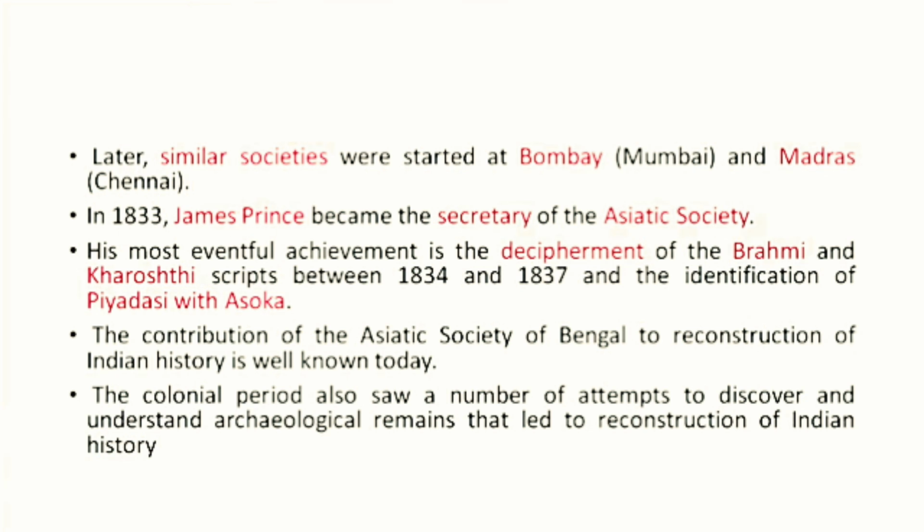In 1833, James Prinsep became the secretary of the Asiatic Society. This is a remarkable point where the Asiatic Society has contributed to the Indian social science field. His most eventful achievement is the decipherment of the Brahmi and Kharosthi scripts between 1834 and 1837 and the identification of the contributions of Ashoka. The contribution of the Asiatic Society of Bengal to reconstructing Indian history is well known today. It is accepted beyond differences of opinion.